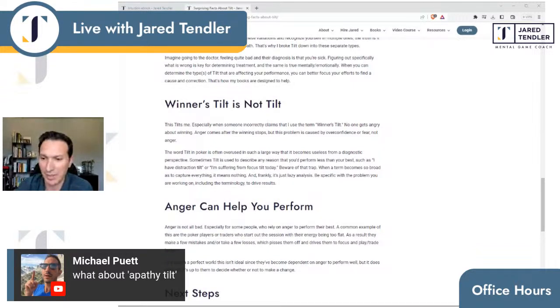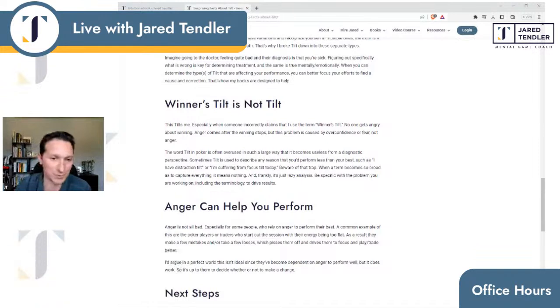What about apathy tilt? What is apathy? It's kind of a lack of caring. Why would you not care? It could be a motivational problem, could be a confidence problem. It's not anger. I mean, you could be so angry that you become apathetic, but then why are you angry? Are you angry because you hate the losing and then you become kind of apathetic? That can happen. So again, the terms have to be useful. Otherwise, we're kind of going around in circles.